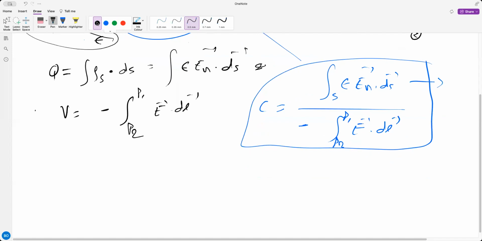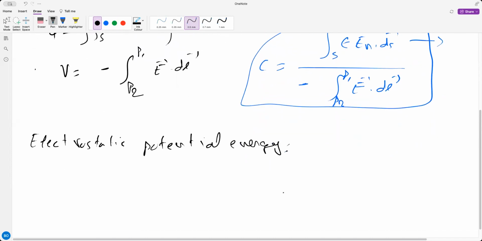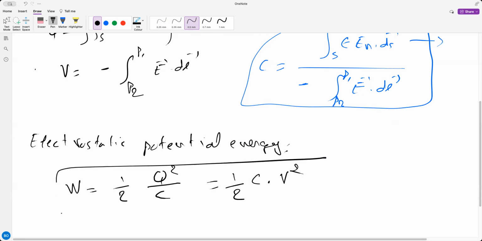We have seen that the electrostatic potential energy is the energy that is stored in a capacitor, for example. And we have seen that it is equal to 1/2 the total charge squared divided by the capacitance. It is also equal to 1/2 the capacitance times the potential difference across the capacitor. Okay. Any question? So by this, I am done with chapter 4.